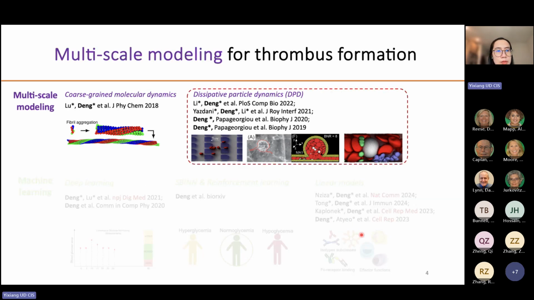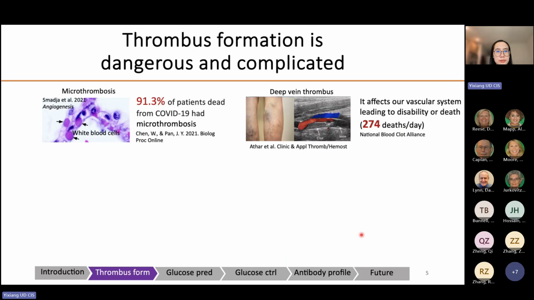So let me talk about the multiscale modeling part, and specifically with a broader application of thrombus formation, and that's really very critical. As you may know, thrombus formation is a very dangerous and complicated process. When it's happening in the microvascular, it will clog the vascular networks and even result in 90% of deaths in COVID-19 patients.